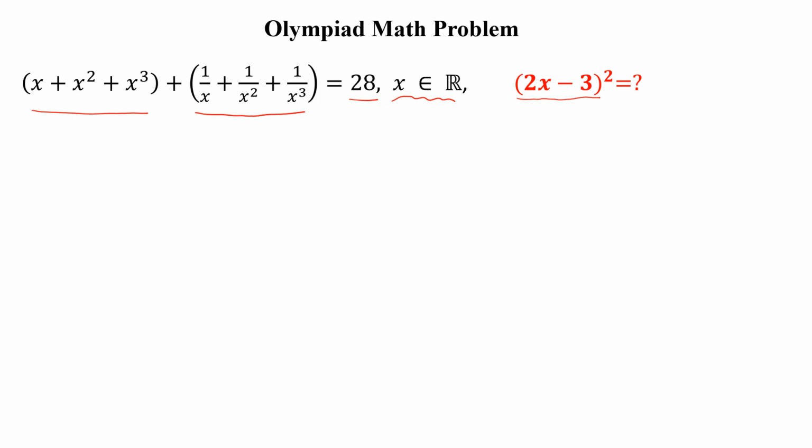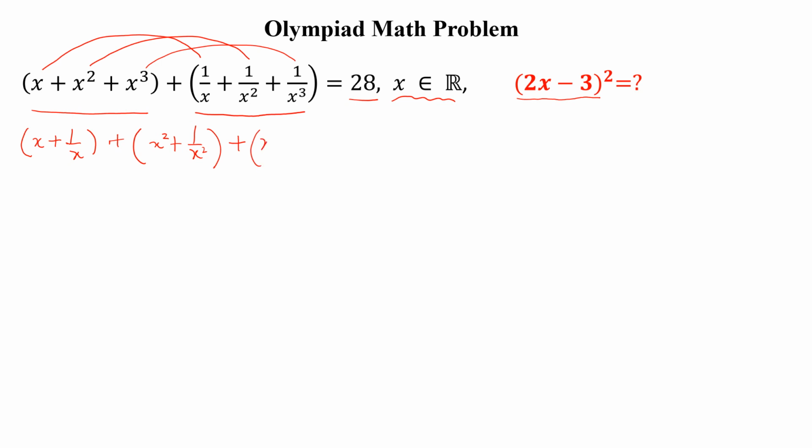We can rewrite this question as x plus 1 over x plus x square plus 1 over x square and x cube plus 1 over x cube is equal to 28. Next we can write this as x plus 1 over x plus x square plus 1 over x square plus 2. We will add 2 on this side also.